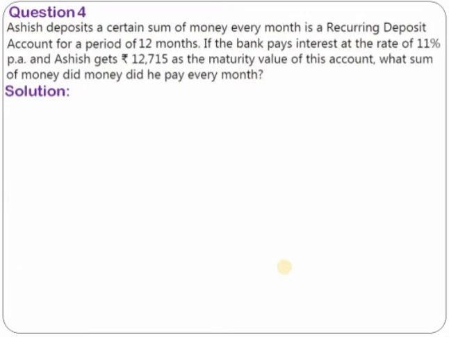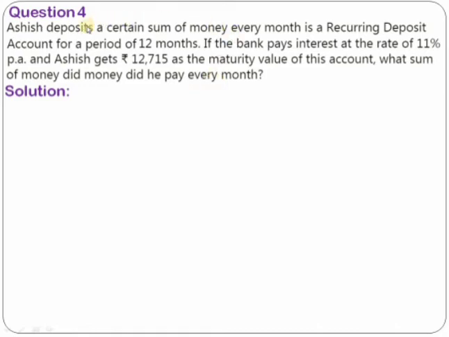Let's have a look at question number 4. Question number 4 says Ashish deposits a certain sum of money every month in a recurring deposit account for a period of 12 months. If the bank pays the rate of interest to be 11% per annum and Ashish gets rupees 12,715 as the maturity value of this account, what sum of money did he pay every month? So what is given here? Let's try to understand.